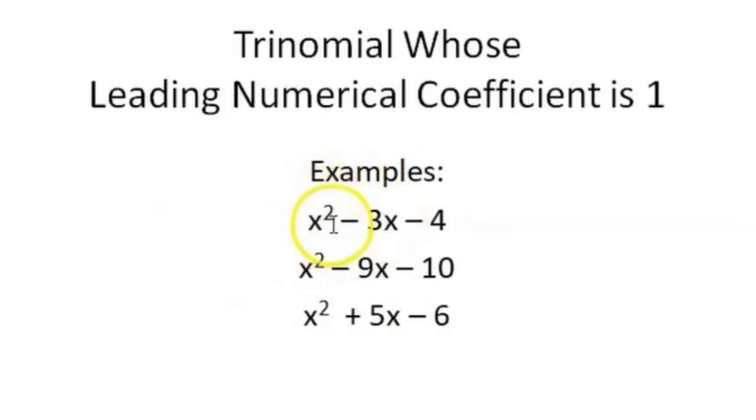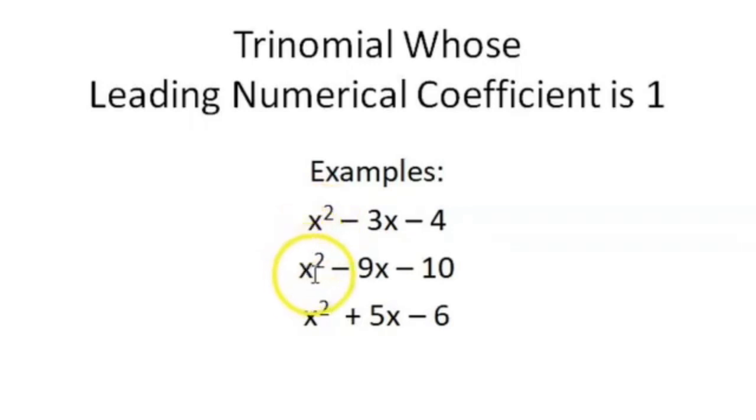We have here x squared minus 3x minus 4. So we can say that this trinomial has a leading numerical coefficient 1. Bakit? Ito po yung first term natin, x squared. Kahit wala siyang katabi na numerical coefficient, ang ibig po sabihin nito, automatic na mayroong 1 na numerical coefficient.